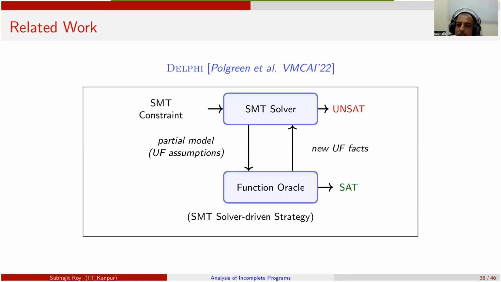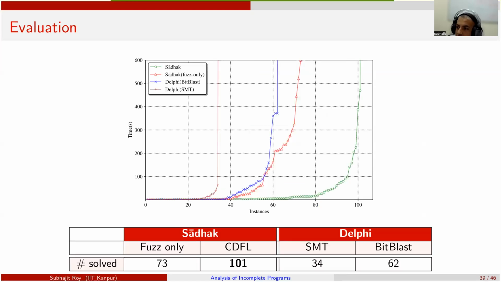If not, you learn new UF constraints, which tell you the behavior of the closed box function, and those are added back to the SMT solver. So in this case, you can see that learning is only one-sided. The SMT solver incrementally starts learning more and more about the closed box function. So we compared our approach with this approach.